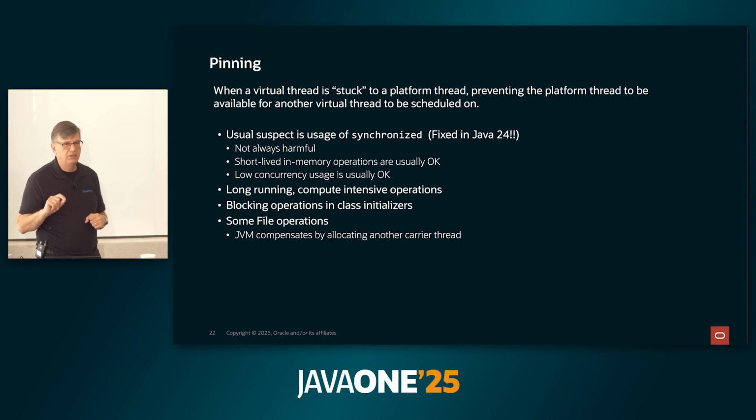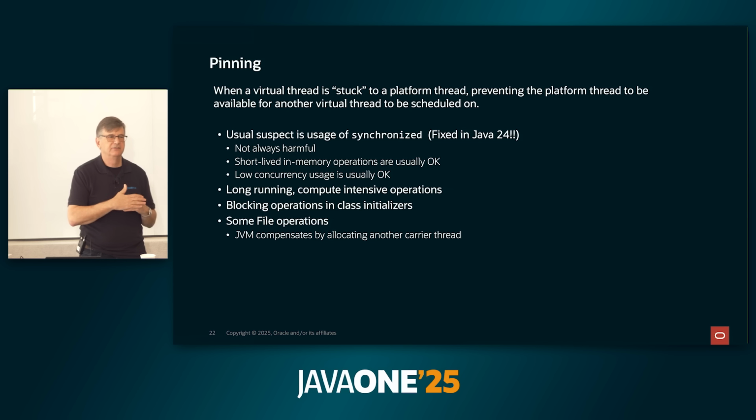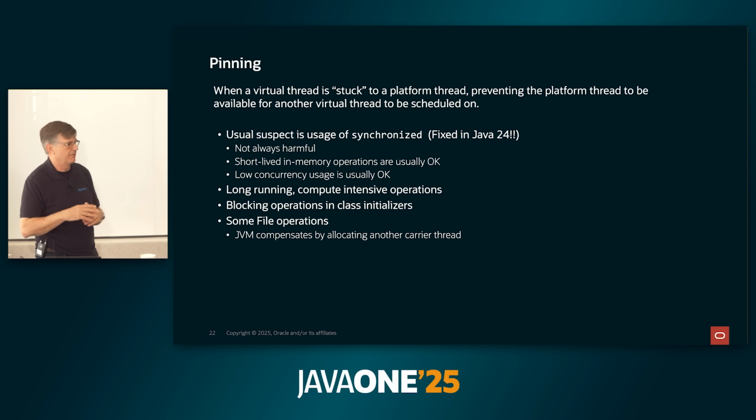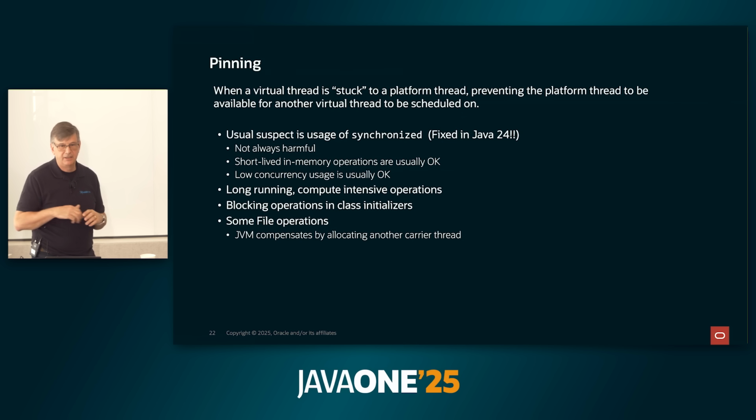So there was a known limitation in Java 21 that when you were in a synchronized block, your virtual thread could not be unpinned, could not be unmounted from the carrier thread. And therefore, if you were doing a long-running operation or a long blocking operation, you ended up blocking the platform thread. So that was not good. They have fixed that in Java 24. So that's the big message there. That is fixed in Java 24.